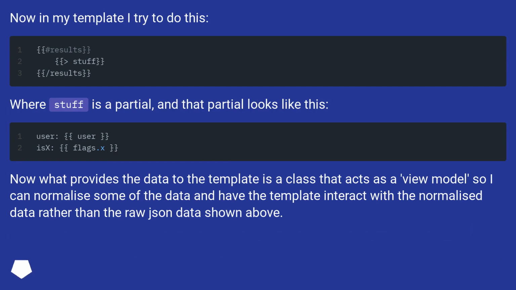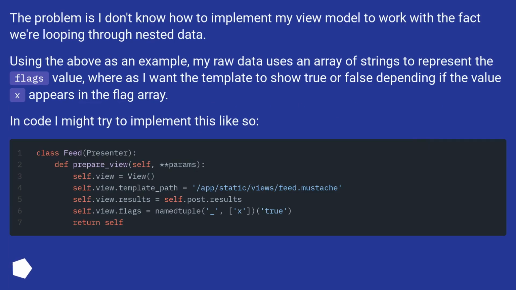Now what provides the data to the template is a class that acts as a view model, so I can normalize some of the data and have the template interact with the normalized data rather than the raw JSON data shown above. The problem is I don't know how to implement my view model to work with the fact we're looping through nested data. Using the above as an example, my raw data uses an array of strings to represent the flag's value, whereas I want the template to show true or false depending if the value X appears in the flag array. In code I might try to implement this like so.